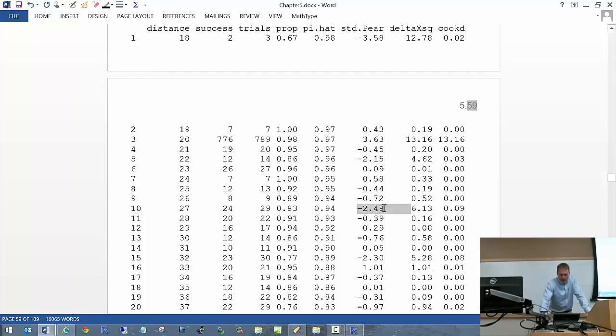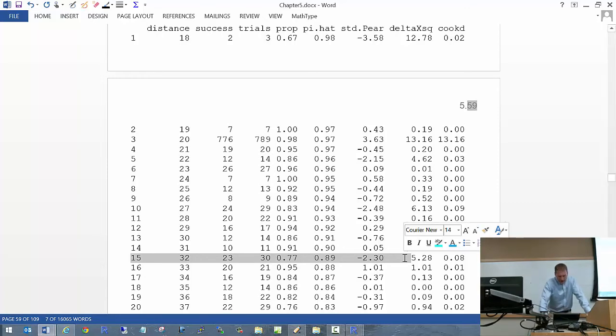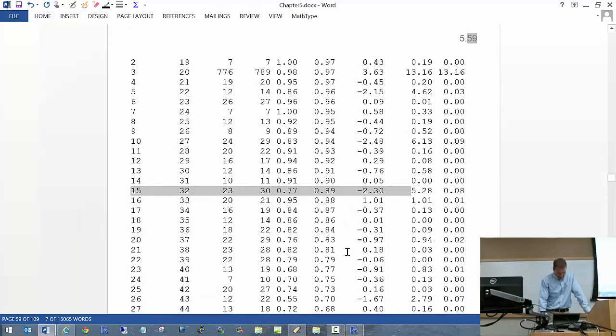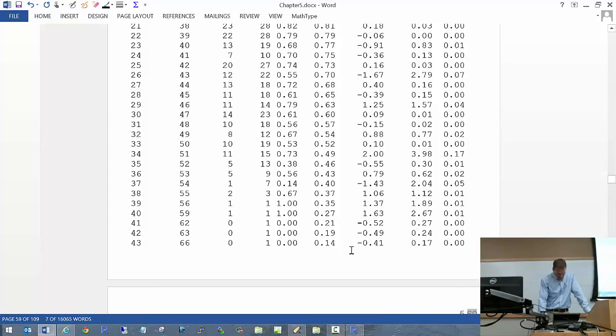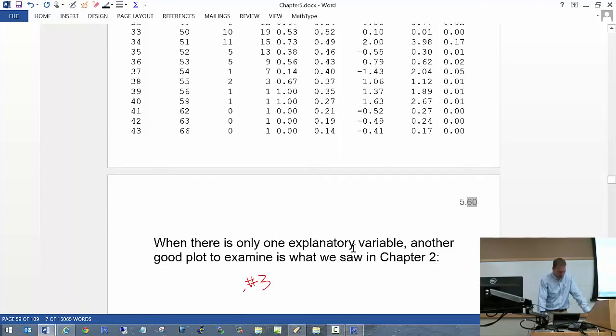My standardized Pearson residual is negative 2.48, so it's really not too far outside. This doesn't really concern me too much overall. And lastly, with number 15, we see something very similar. I just have a little bit smaller proportion of successes than I would expect from this model, but it's not necessarily extremely unusual. Okay, are there any other ones I want to point out? No, I think that's it.